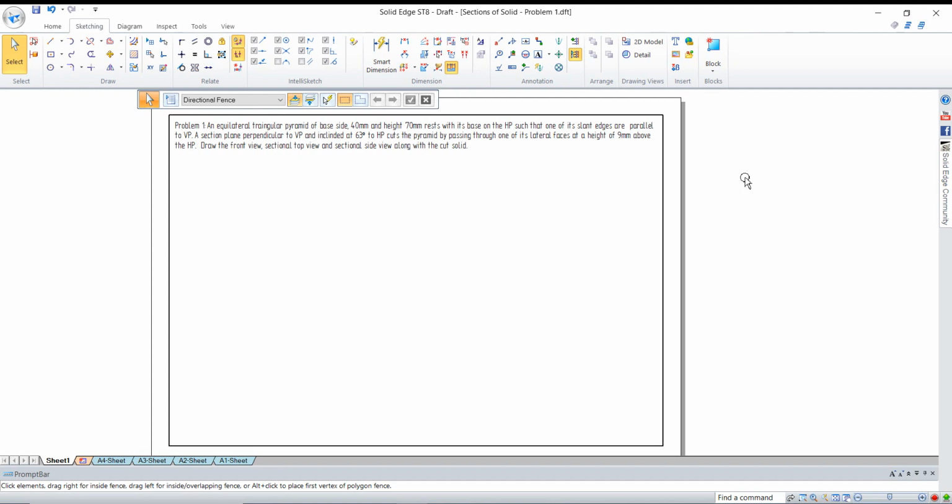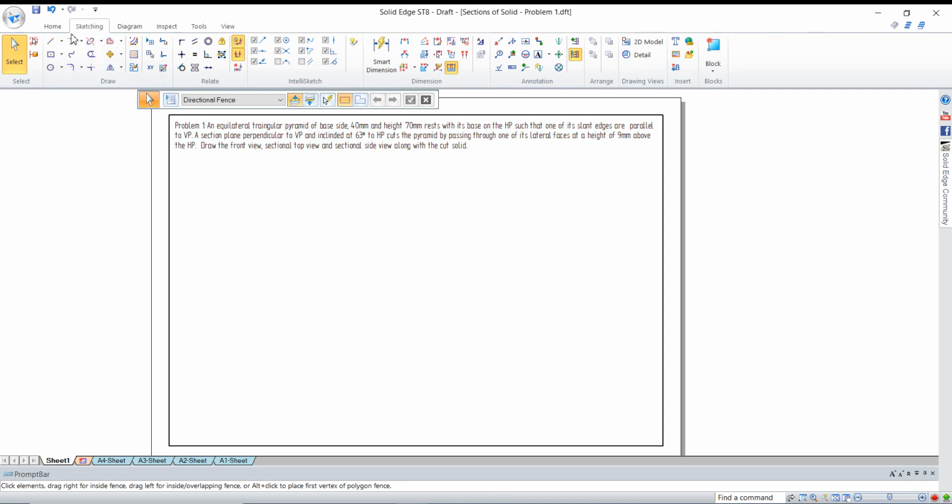Take a problem. An equilateral triangular pyramid of base side 40 mm and height 70 mm rests with its base on the HP such that one of its slant edges is parallel to the VP. A section plane perpendicular to VP and inclined at 60° to the HP cuts the pyramid by passing through one of its lateral faces at a height of 9 mm above the HP. Draw the front view, sectional top view and sectional side view along with the cut solid.